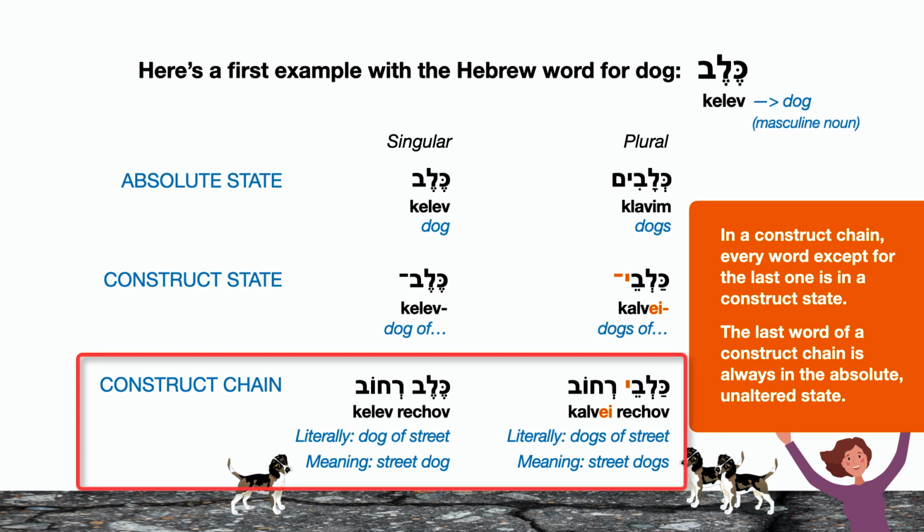Another thing to remember is that in a construct chain, every word in the chain except for the last one is in a construct state. So the last word of the construct chain is always in its absolute and unaltered state. That's why the word rechov, which is the last word of the chain in Kelev Rechov and in Kalvei Rechov, means street, and it's in its unaltered state. So I just want to remind you about that.